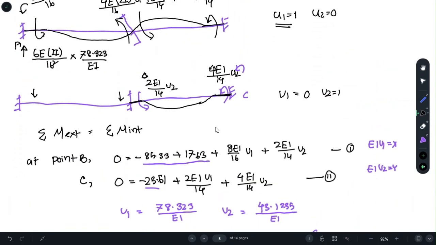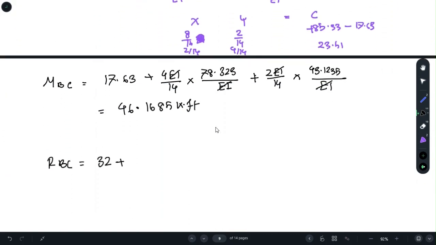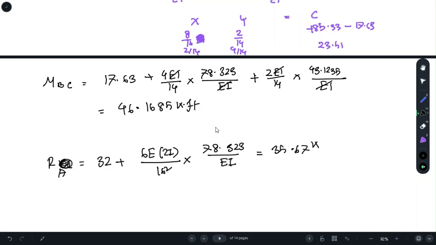And for u2, you will not get any reaction here. So at point A, I'm trying to find RA. You'll get 6EI over 16 squared multiplied by 78.323 over EI. After calculating, you will get a value of 35.673. You can find the reactions and moments at other points as well.